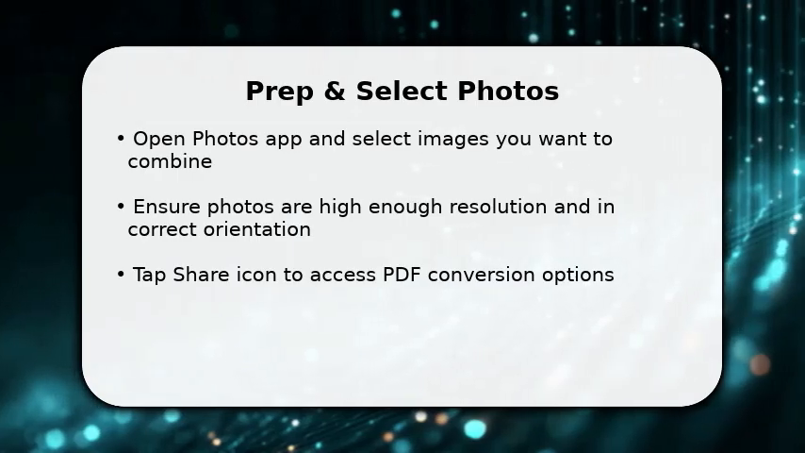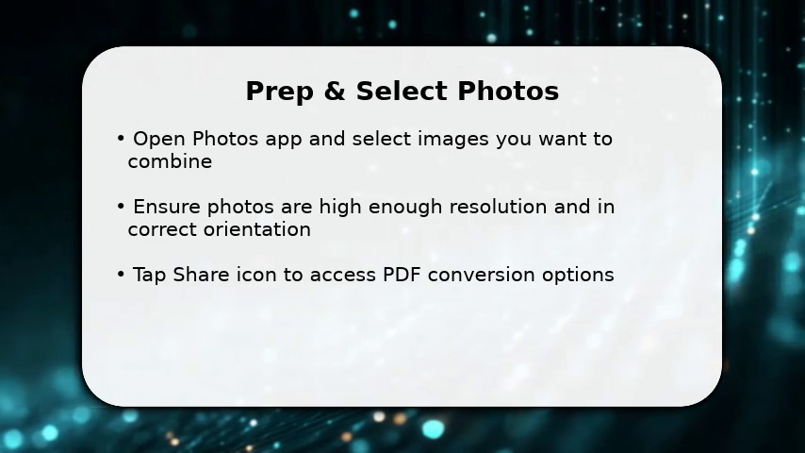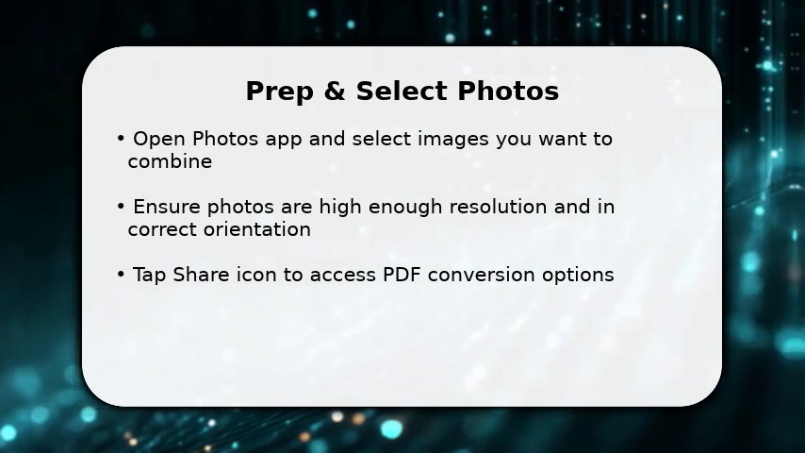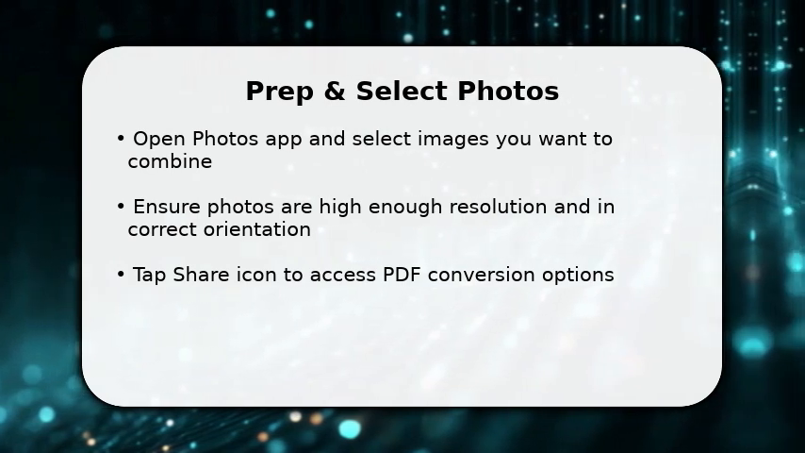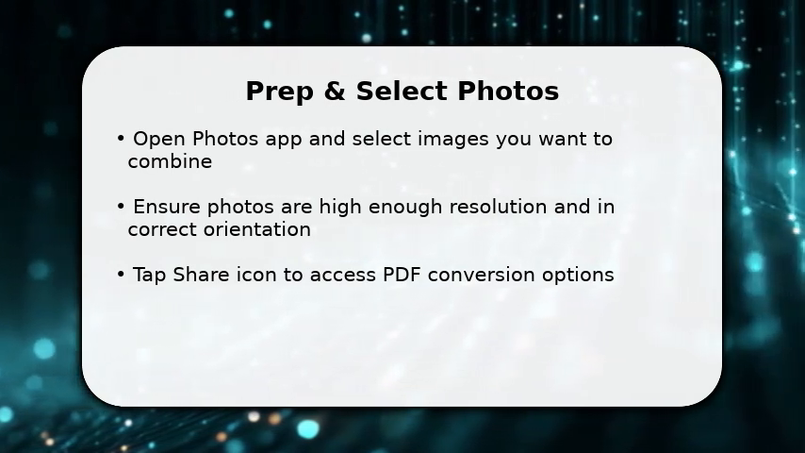You start in the Photos app. Tap Select and choose every image you want combined into a single PDF. Once done, make sure orientation and crop are correct so pages read properly later.